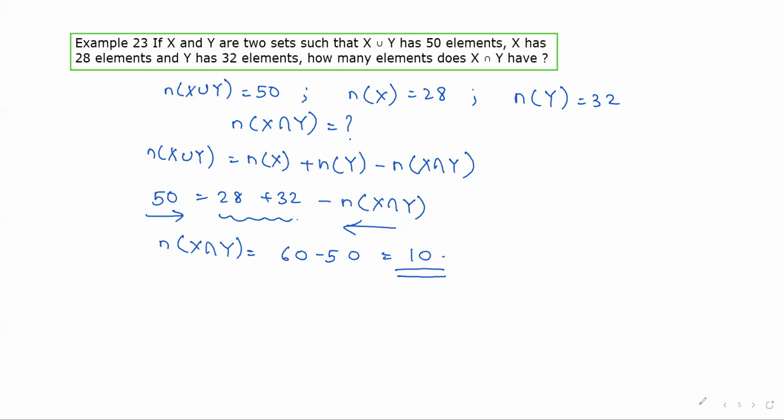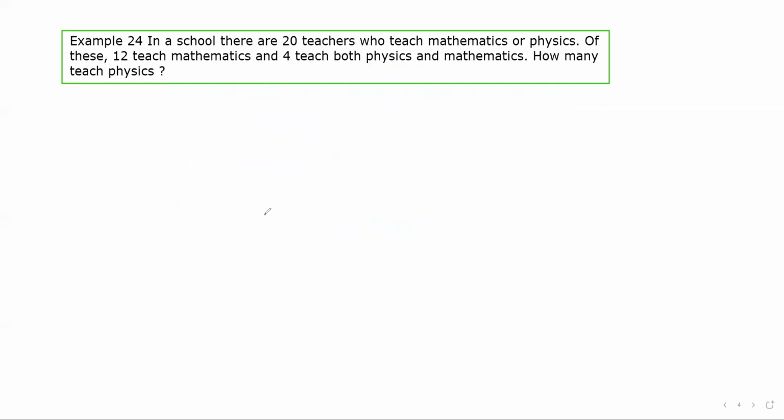Next, in a school, there are 20 teachers who teach maths and physics. So it's written that 20 teachers teach maths and physics. That means you are supposed to consider that all the teachers teach one of the two subjects, which means number of teachers who teach maths and physics, considering M as a set of teachers teaching maths and P as a set of teachers teaching physics. This value is given to be 20.